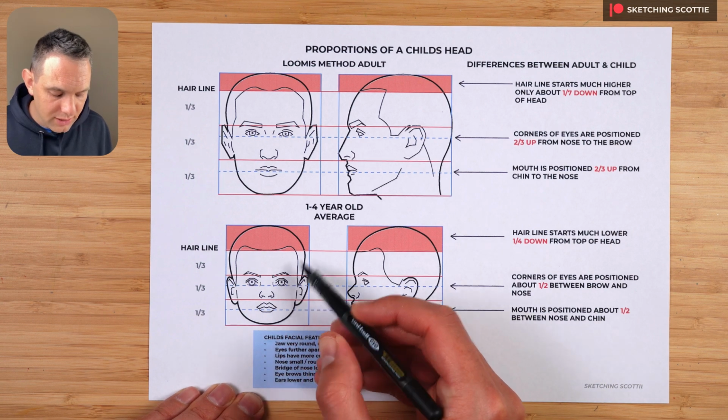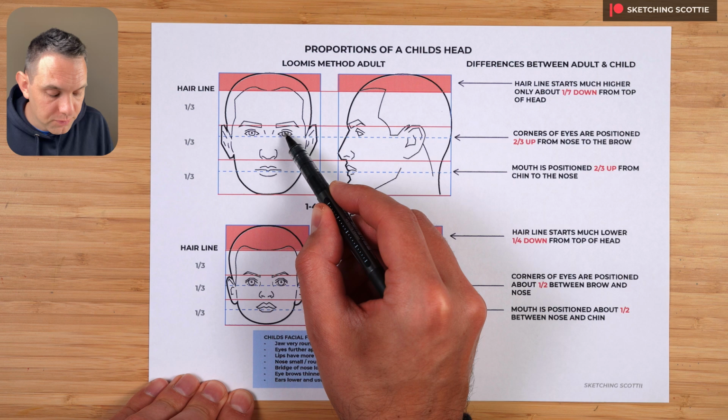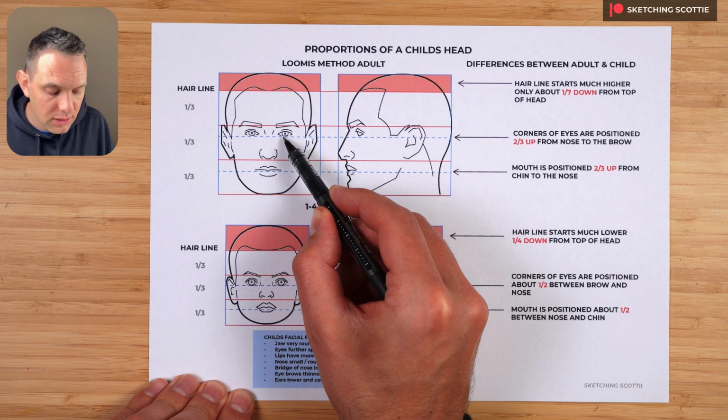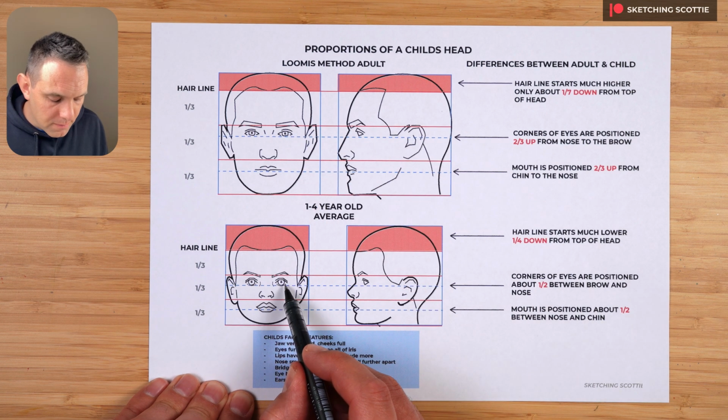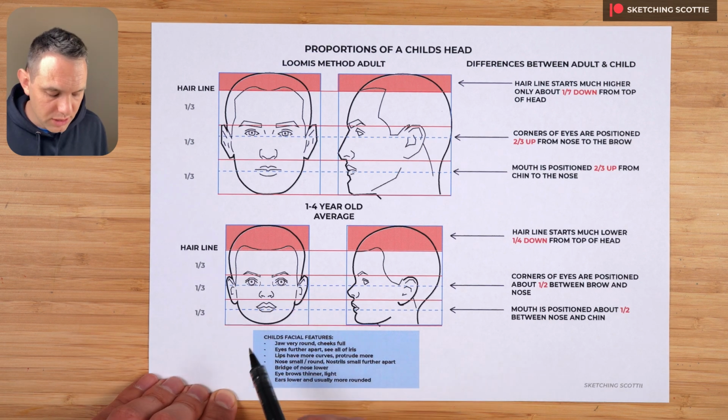And the actual eye, Loomis explains this in great detail, but I was trying to show here that the eye is cut off by the top eyelid and the bottom eyelid. But here, on a child, you can see a lot more of that iris. It's quite a big iris.